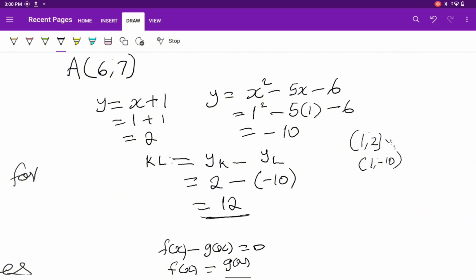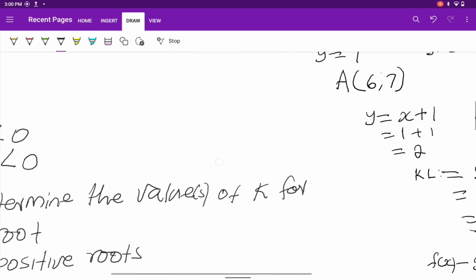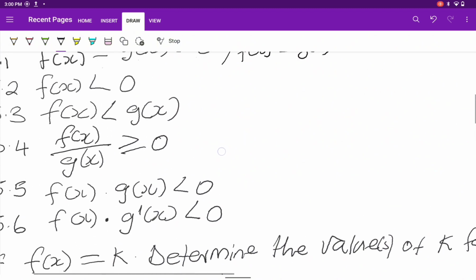The f equals to the g. So we have just seen that they are equal at x equals to -1 and x equals to 6. So that's where they are equal. They are equal at -1 and at 6. So that's where the two graphs are equal. So that's our question for f at x.